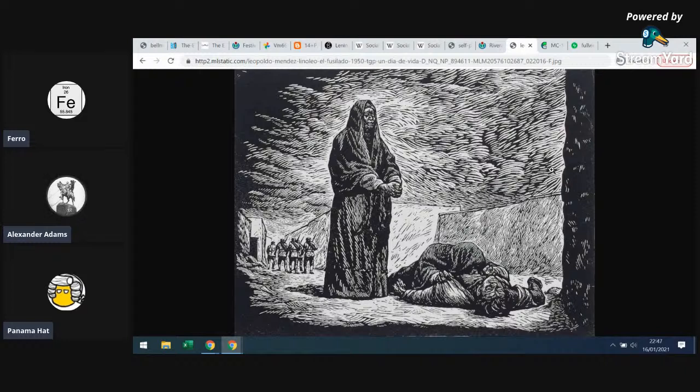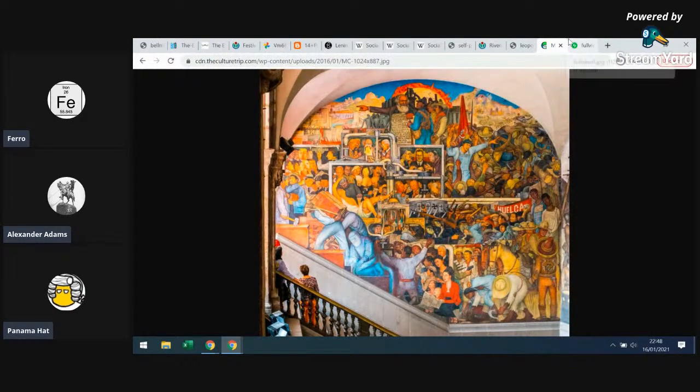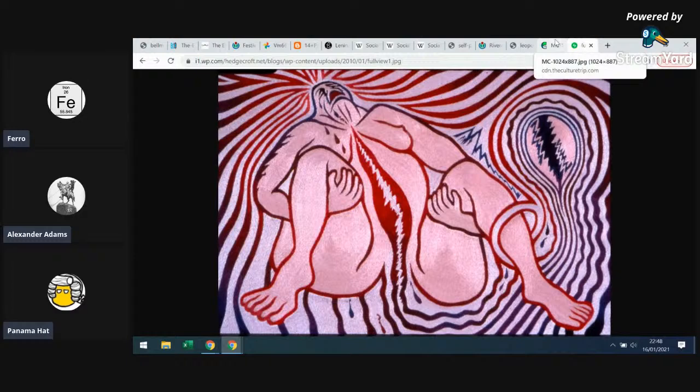The reason they set up this print collective was because they wanted to distribute prints to the working people. They wanted these to be not collector's items, but things that a worker could afford. So it would only be a few pesos, and it wouldn't be an investment. So this is another Rivera mural.